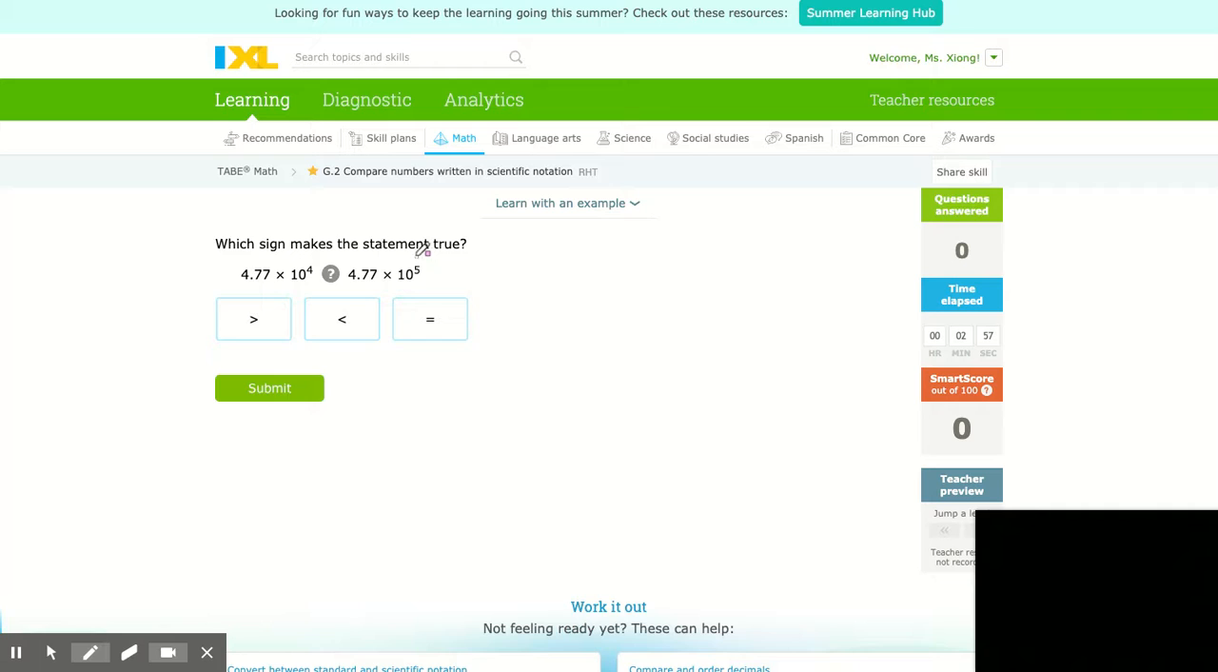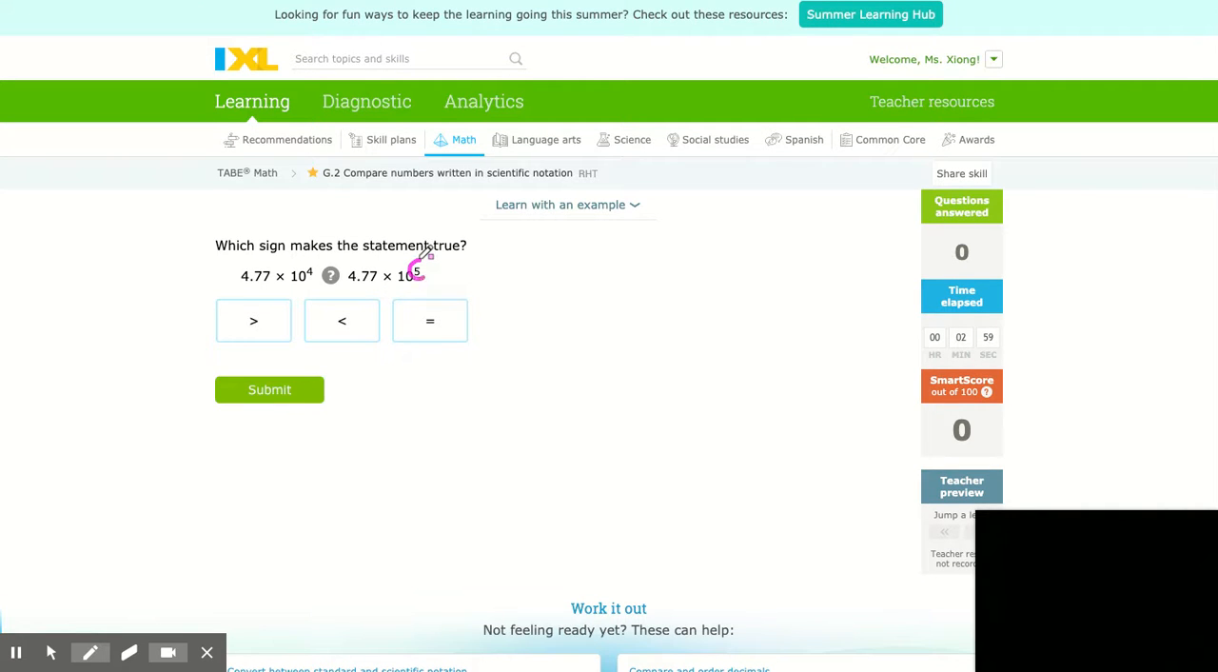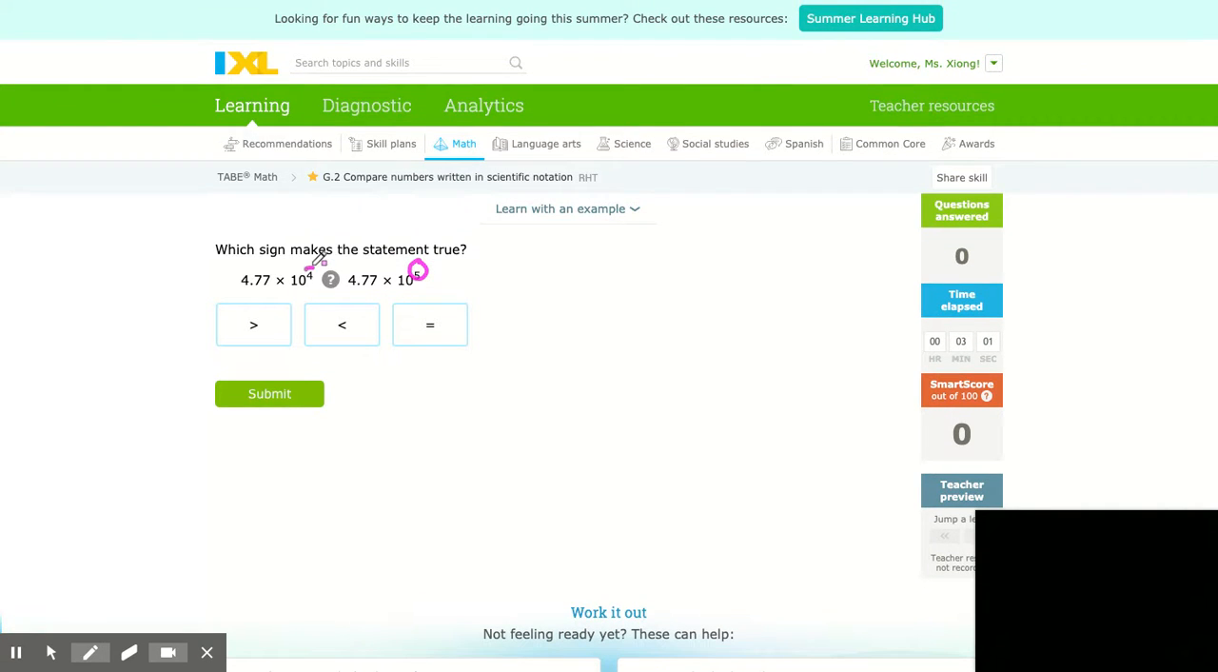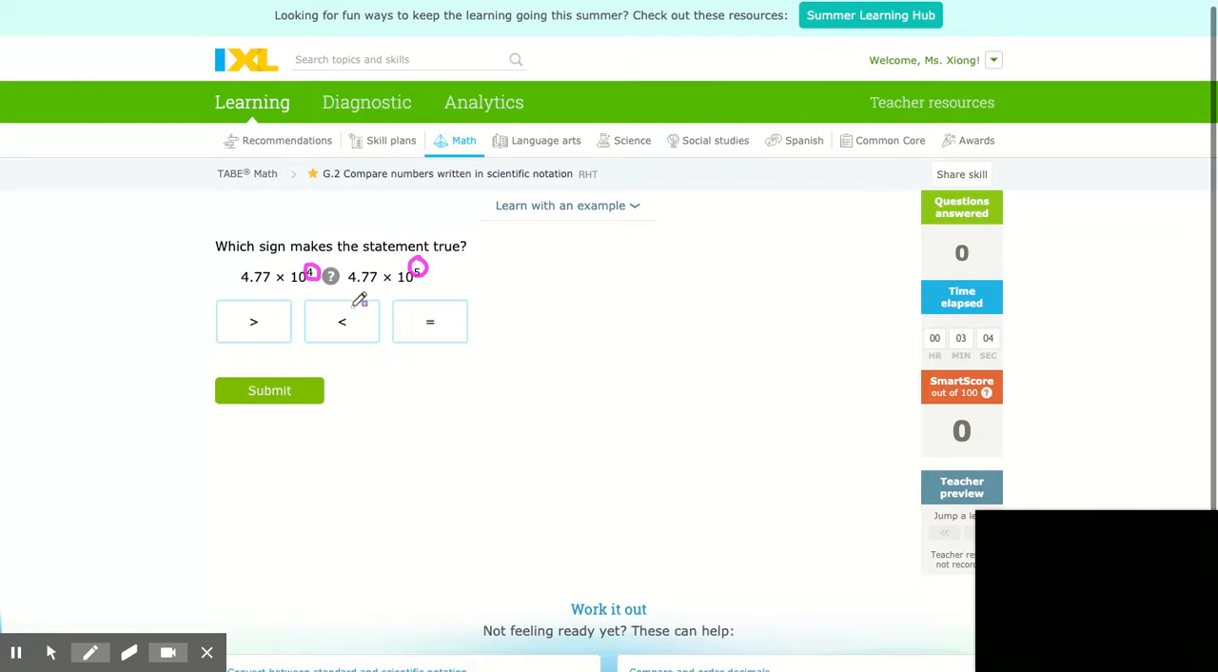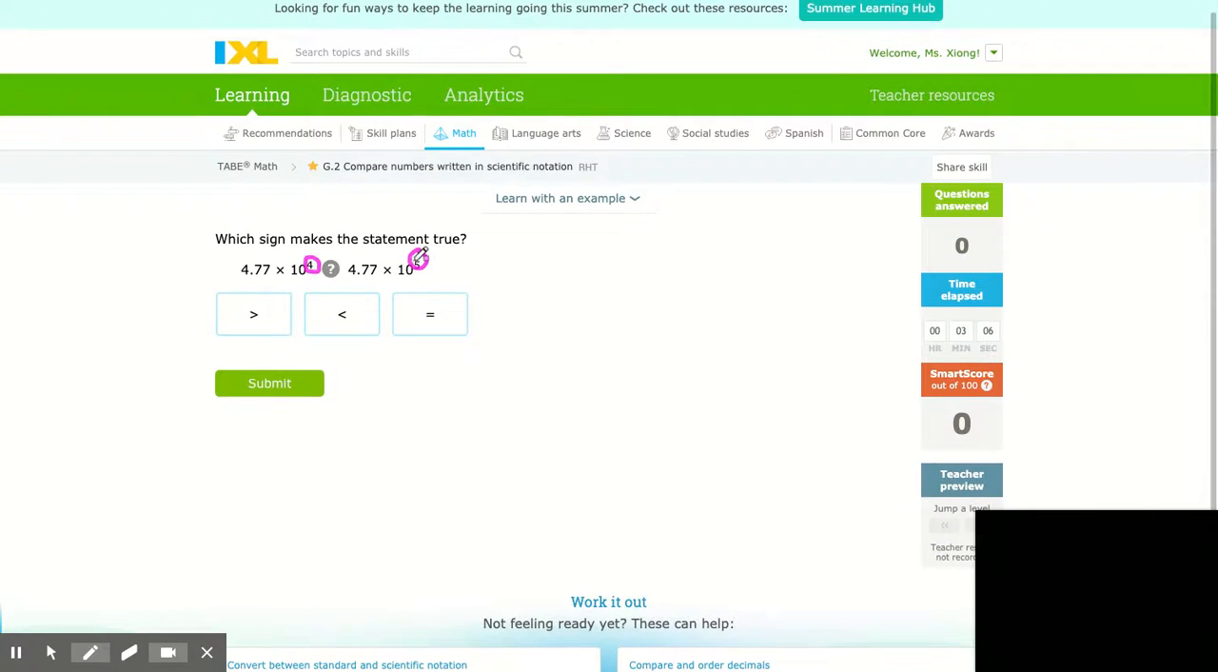So, like I said, look at the powers. The higher the power, the larger the number is going to be. So, because 5 is larger than 4, we're going to say that the first one is less than the second one.